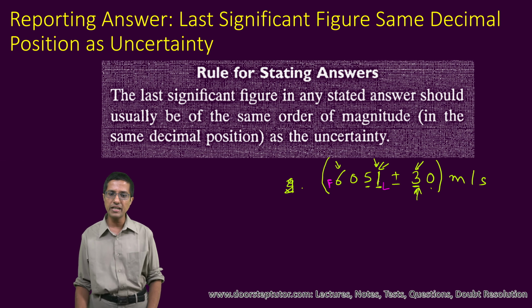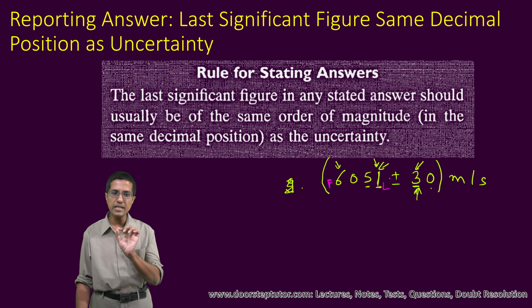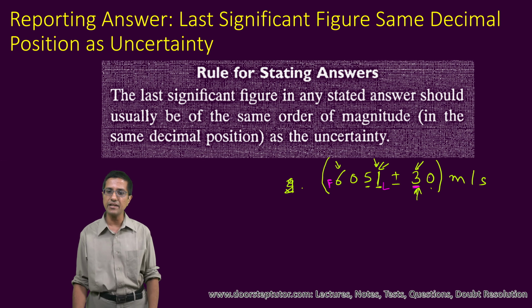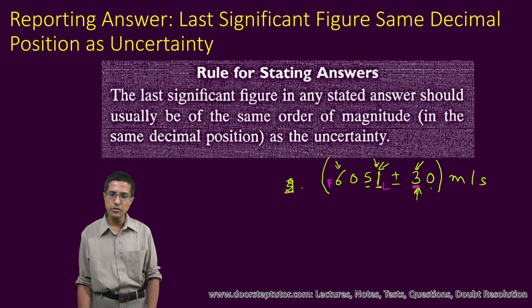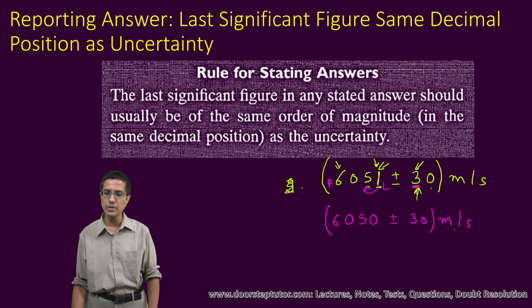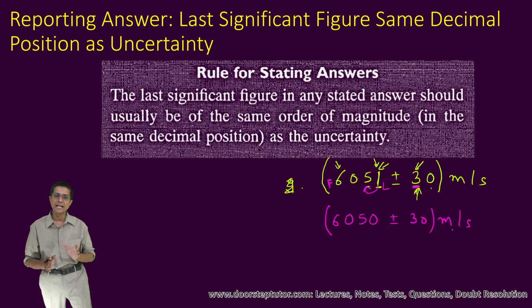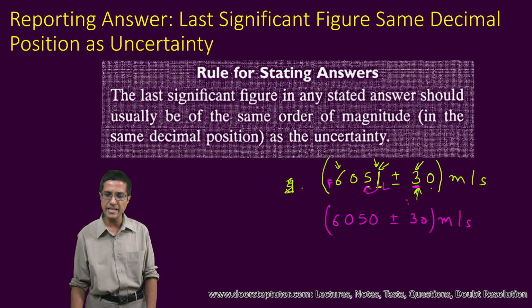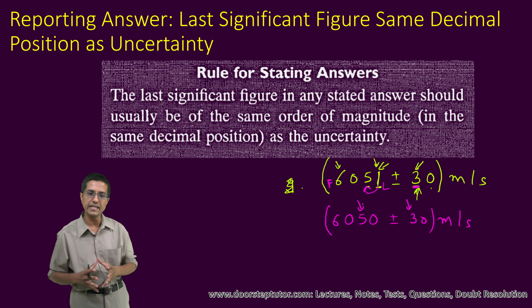The last significant figure in my answer should only be of the same order of magnitude as the error. Since my error is in tens, I cannot have the last significant figure in ones. So I will round it down to the tens place, and my answer comes out to be 6050 plus minus 30 meter per second. Very simple. This is how I report the result: because my error is in the tens place, I round my final answer also to the tens place. As simple as that.